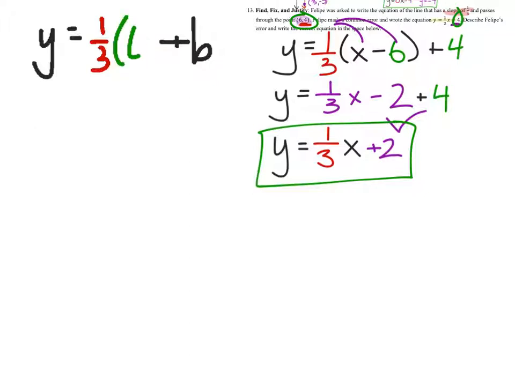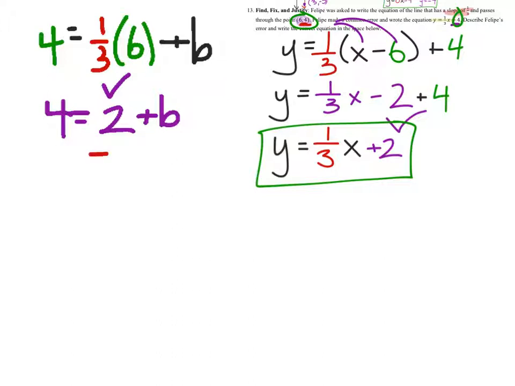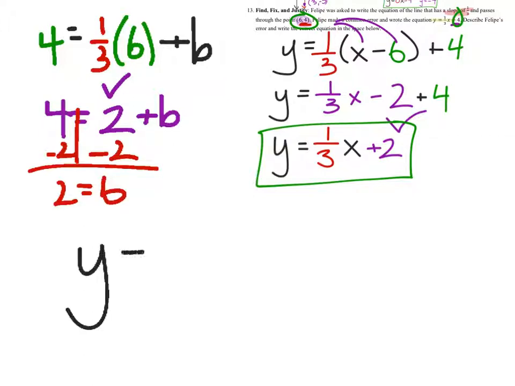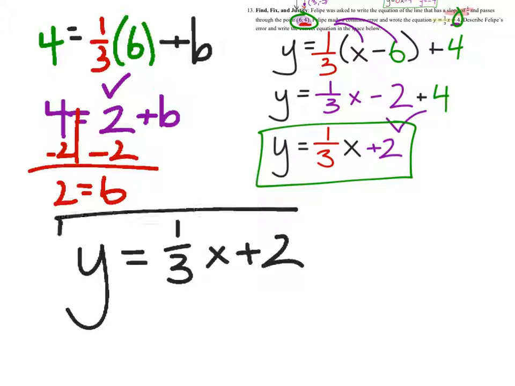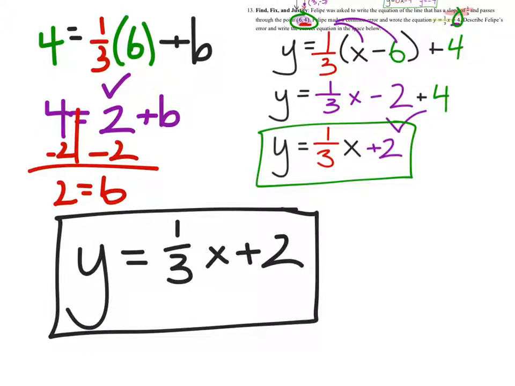Negative 6, right? No, I got a positive 6. Oh, wait, sorry. And then the y was a 4. So, I got 1/3 times 6, which is 2. And so now I got 4 equals 2 plus b. And to solve for b, I would just subtract 2 on both sides. And I would find that 2 is my y-intercept. So, when I write the equation, I got y equals 1/3 x, the slope times the x, and then plus the y-intercept, or b value, which is 2. It's the same answer, but you should get either way.